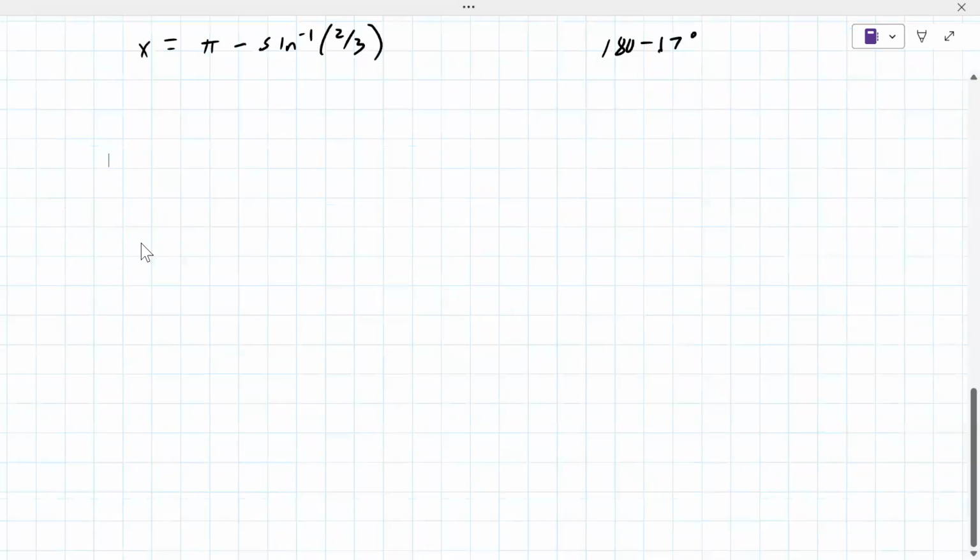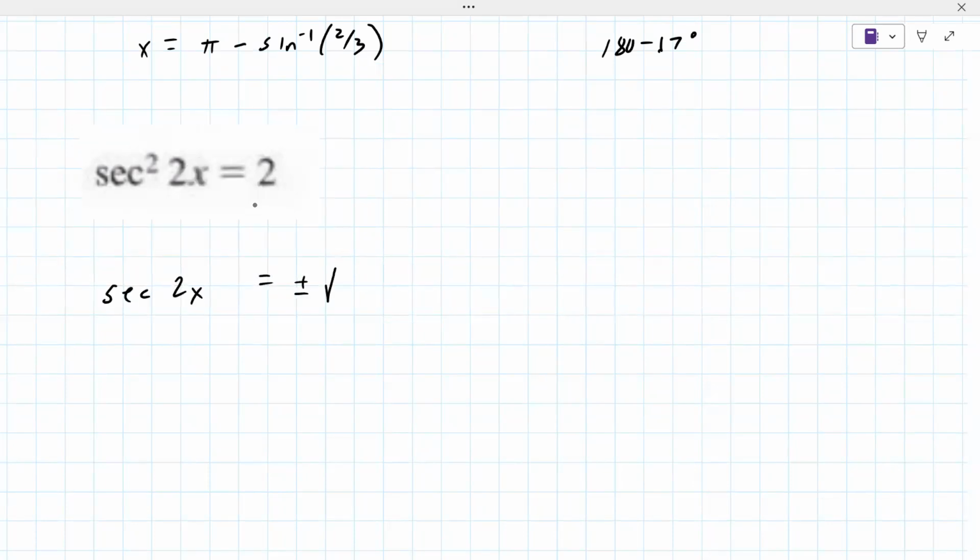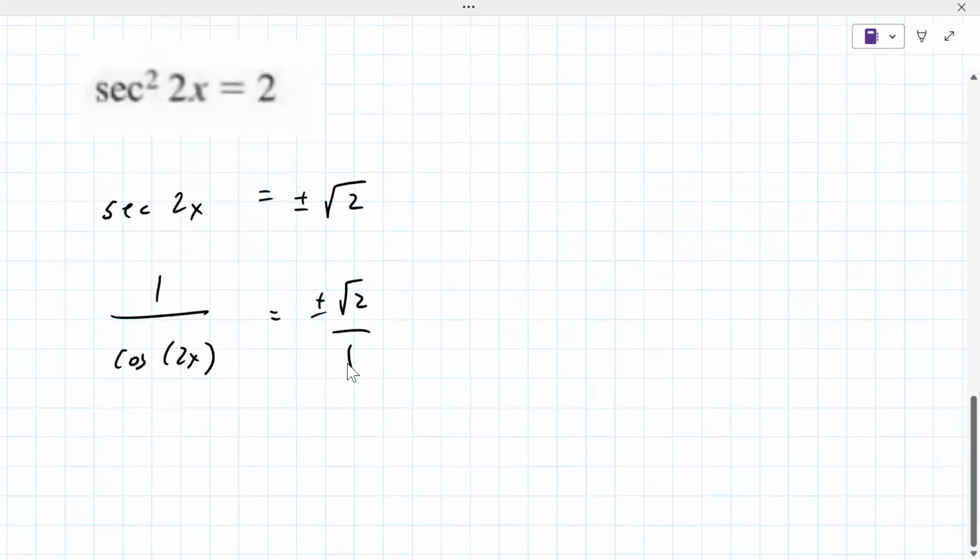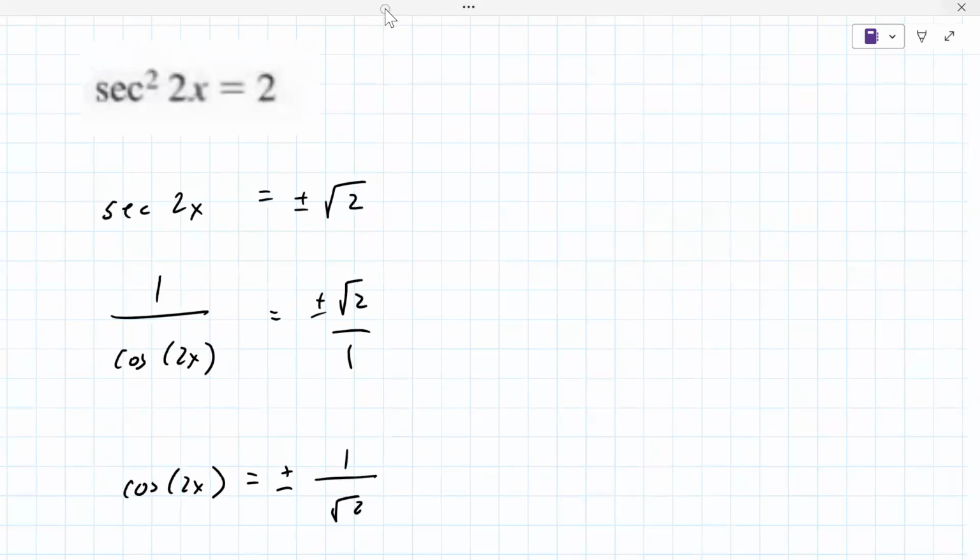All right, so number 40 here, secant squared 2x equals 2. This one's more difficult. You're undoing the square with a square root, so it's plus or minus the square root of 2. And secant is really 1 over cosine 2x, which means you can flip both sides. So the reciprocal on both sides gives cosine 2x equals plus or minus 1 over square root of 2. If you rationalize the top and the bottom, cosine 2x equals plus or minus root 2 over 2.